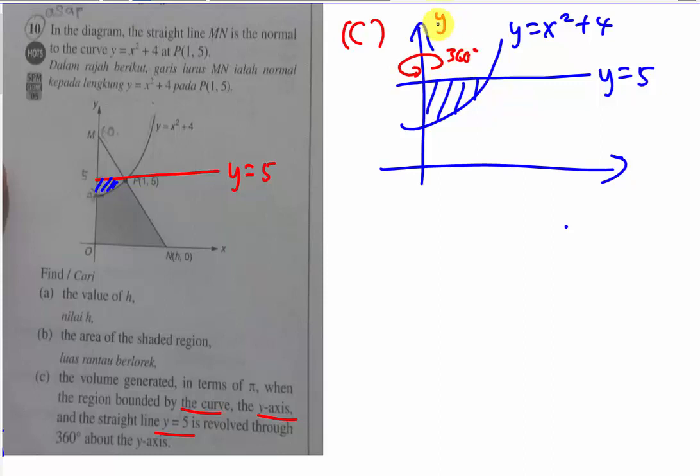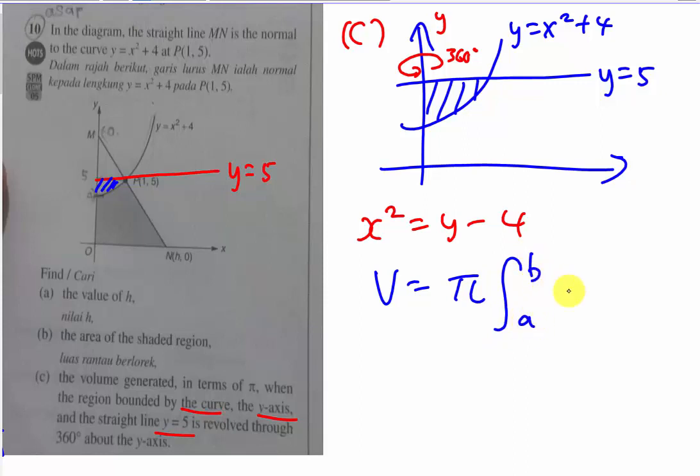This is the y-axis. When you rotate about the y-axis, it's important that you make x squared the subject. So I'm going to make x squared equals y minus 4. Why do you need to do that? Because to find the volume, you know the formula when you rotate about the y-axis: volume equals pi, integral from a to b of x squared dy. If it's the x-axis, you just change this to y squared and dx.